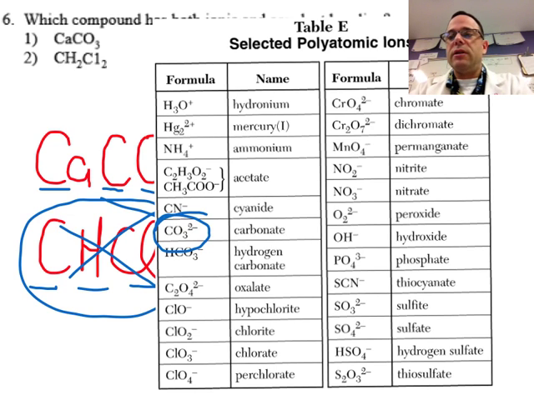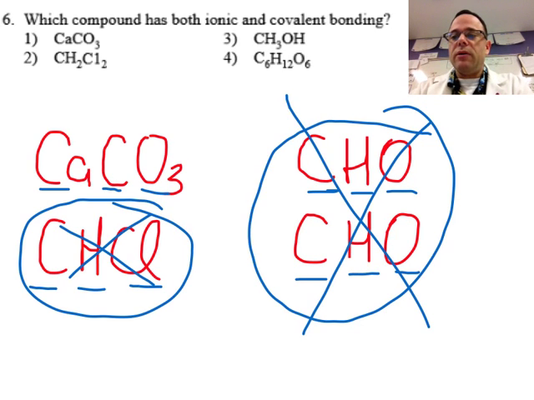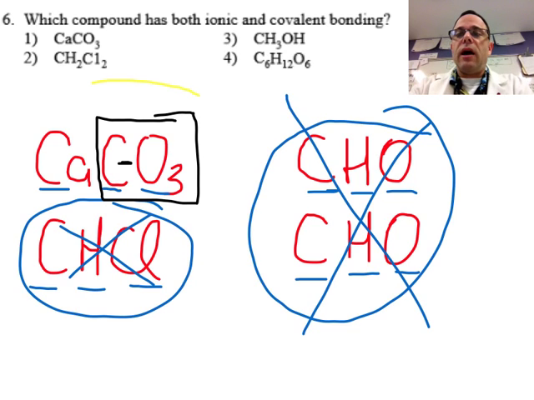This is calcium carbonate. So there is, in fact, let me show you where these bonds are. Drawing in black now. There is a covalent bond between the carbon and the oxygens. And there is an ionic bond between the calcium and the carbonate. So it is choice number 1. I don't know if you saw the circle, but it's in yellow there.